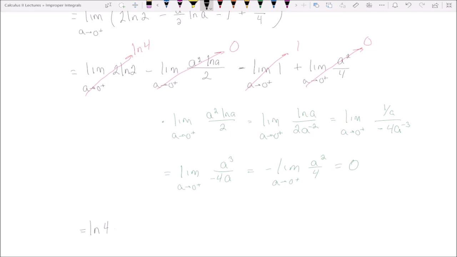And we get log of 4 minus 1. So this integral converges to log 4 minus 1.